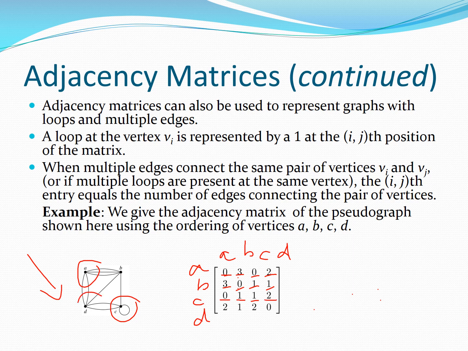Now let's take a look at D. D has 2 edges to A, so that's going to be a 2 there. D has a single edge to B, so you have a 1. D has 2 edges to C, that's going to be a 2. D does not have any loops to itself, so that's going to be a 0. So this is how you represent a multigraph with loops and multiple edges using an adjacency matrix.